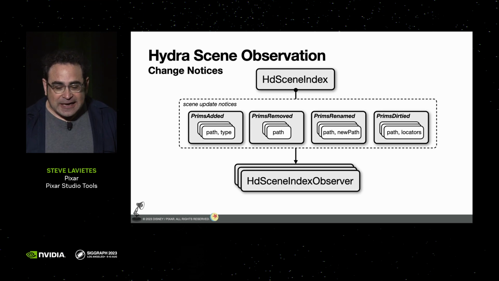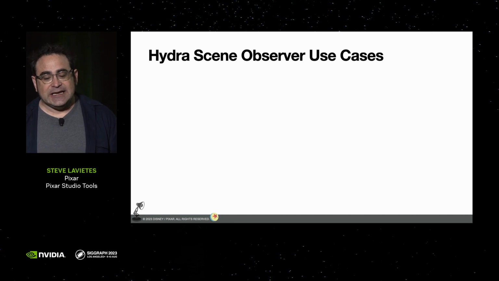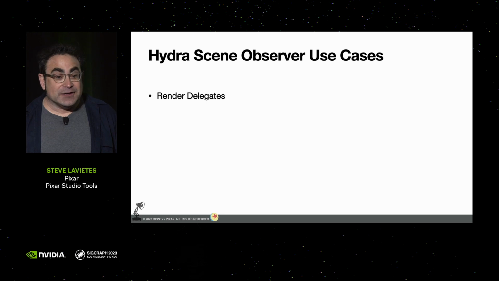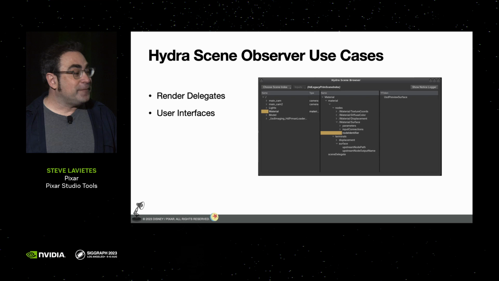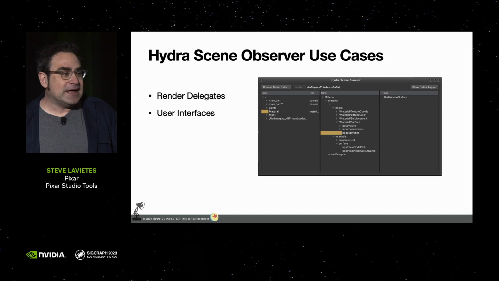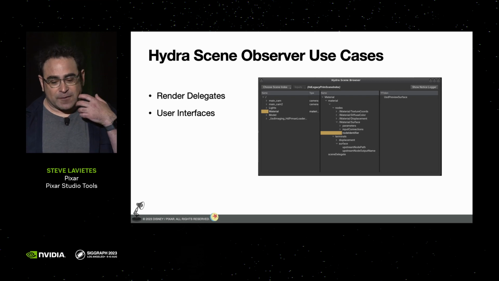So let's take a look at cases that are scene index observers. An obvious one is the render delegate. The render delegate is going to observe the scene, and it's going to update the renderer's representation in response to that. Another one is that we're not stuck with rendering. We can have user interfaces that introspect the Hydra scene, both from a debugging standpoint as a developer and also potentially to enable user-facing workflows.